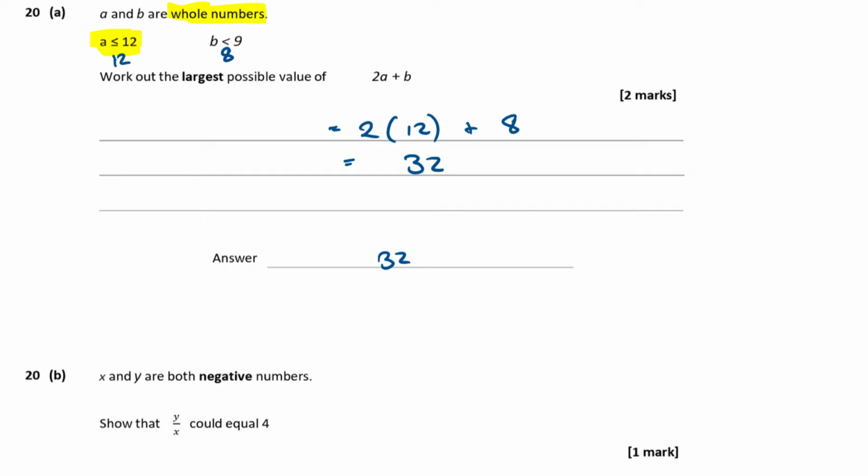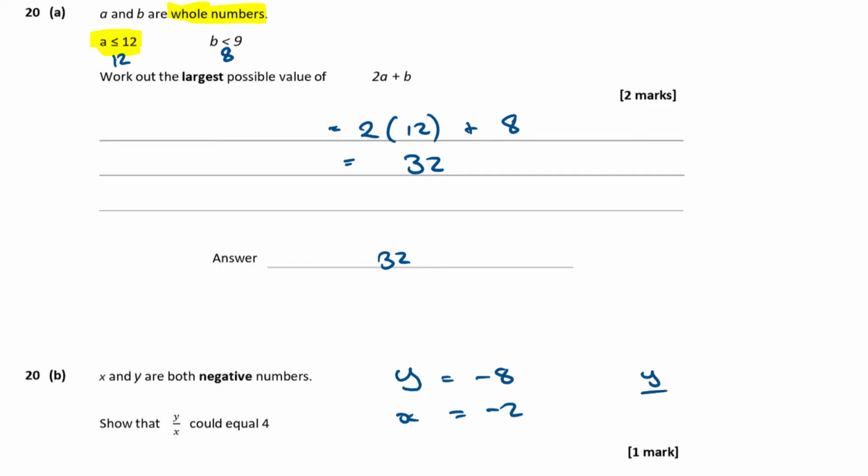So as long as y is 4 times bigger than x, if we divide y by x, we should get 4, shouldn't we? So let's say y was 8. Well, it has to be minus 8, doesn't it? And x was negative 2. Then negative 8 divided by negative 2, that's going to give me 4, isn't it?